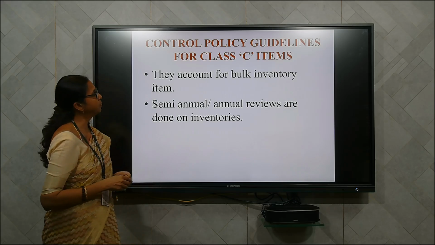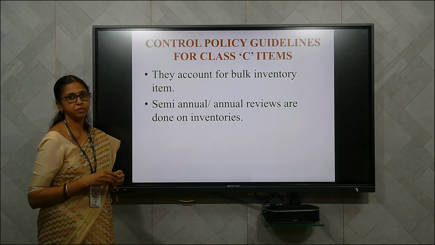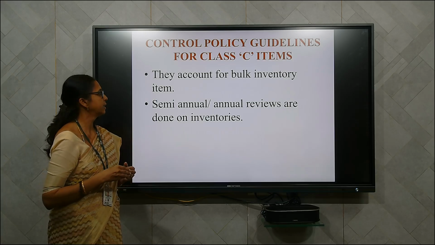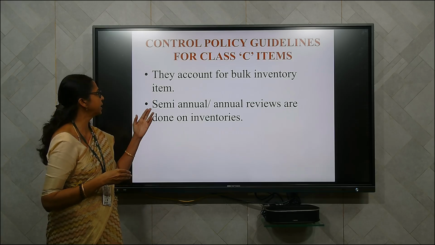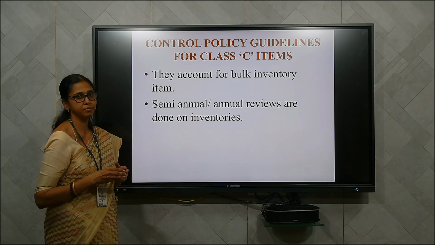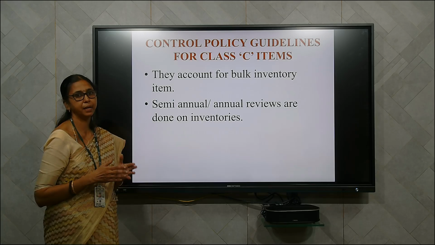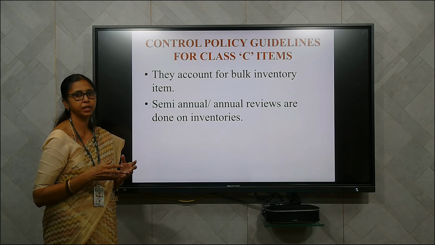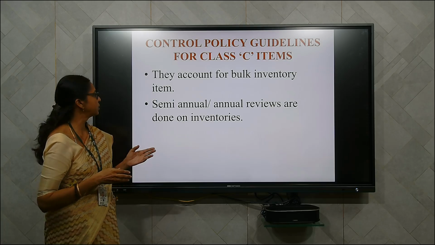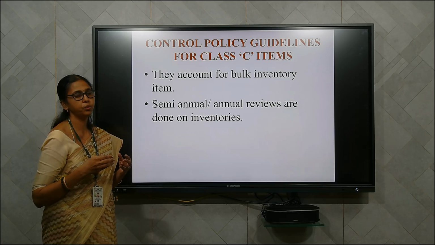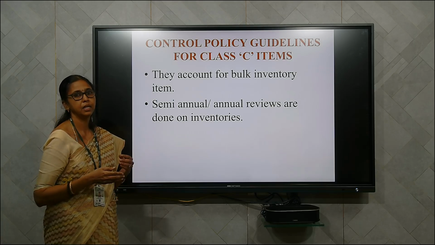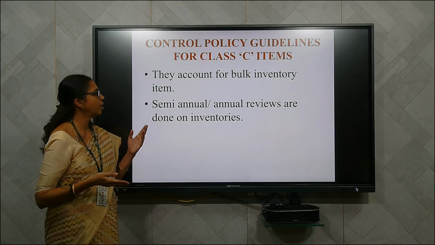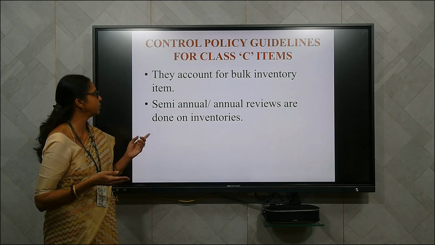Control policy guidelines for class C items. The C items come last in the inventory control technique. They account for the bulk inventory system, so we purchase these items in bulk. No standardized purchasing is required. It might be purchased in bulk, with a semi-annual and annual review. No need of weekly reviews. It only needs a review once in 6 months or once in a year. We usually check C items then.